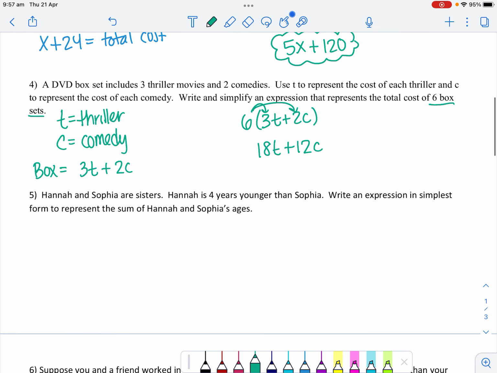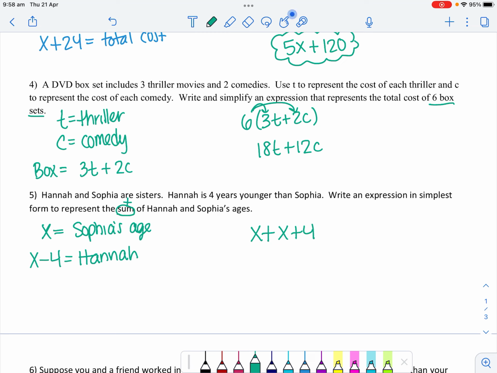Number 5 says Hannah and Sophia are sisters. Hannah is 4 years younger than Sophia. So Sophia is who I do not know, so I'll call her x. And x minus 4 is going to be Hannah because Hannah is 4 years younger than Sophia. Then it says, write an expression in simplest form to represent the sum of Hannah and Sophia's ages. The sum means to add, so I'm going to do x plus x minus 4. So I've got 2 x's here, so 2x minus 4.